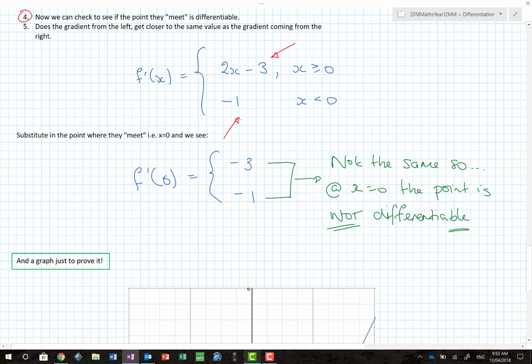Interesting. So when we now substitute a point in, and we already know that they meet at x equals 0, I'm finding the value of the gradient at that point. We're trying to find out, is the gradient at that point the same? So I've put 0 in because that's where they meet, and out comes -3 and -1. Because these are not the same, the point at that value is not differentiable.